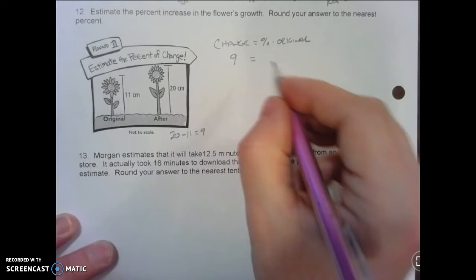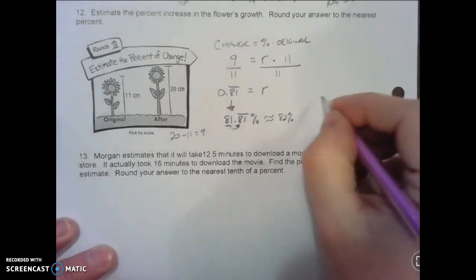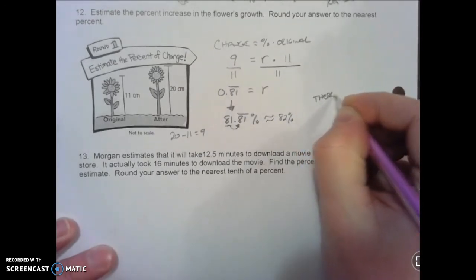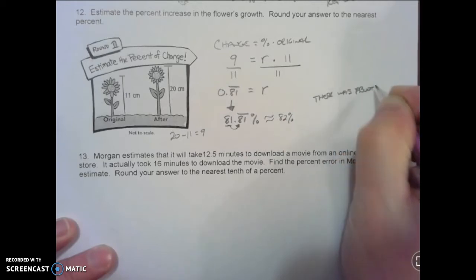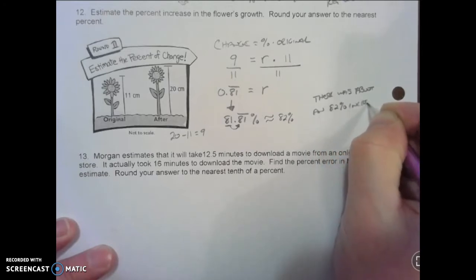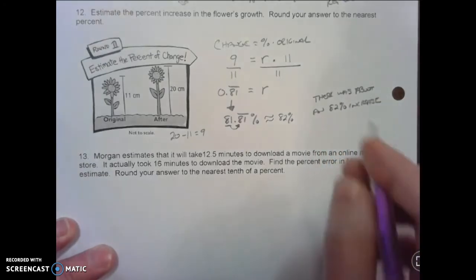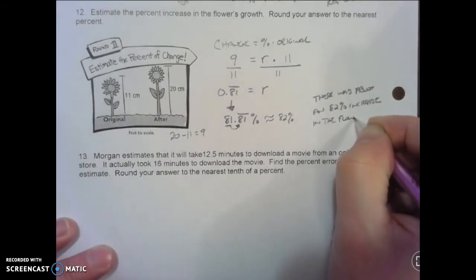And again, the question says round your answer to the nearest percent. So right now it looks like it's 81%. We check in the tenths place and see an 8, which is going to round us up to approximately 82%. And so we can say then there was about, because we rounded, there was about an 82% increase. There was about an 82% increase in the flower's height.